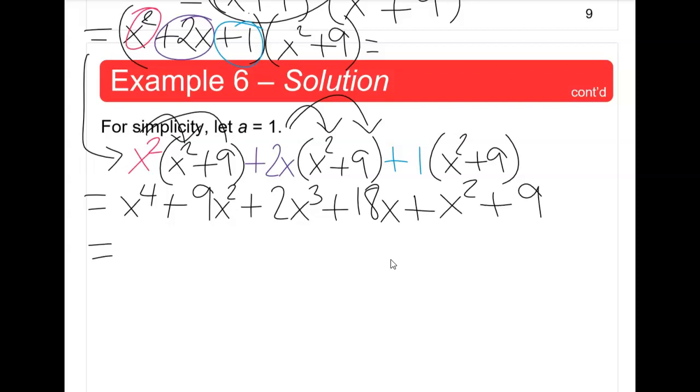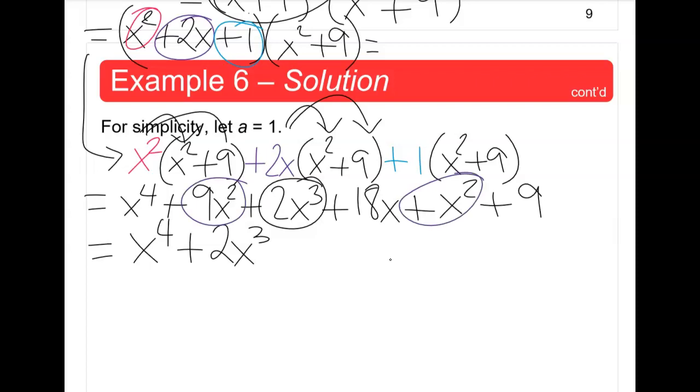And let's go ahead and combine like terms. So x to the 4th, we only have one. x to the 3rd power, we have 2, I should say. And then we get 9x squared and 1x squared. So that's a total of 10x squared. Then we have plus 18x and then plus 9. And so, yeah, that will be the solution of the polynomial.